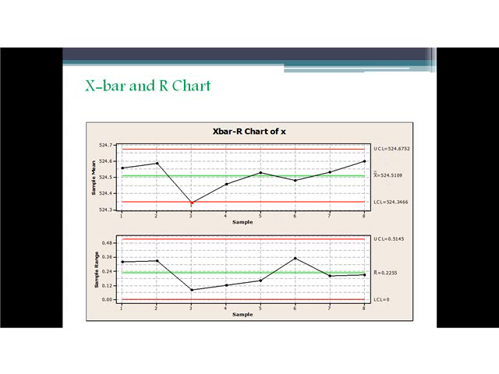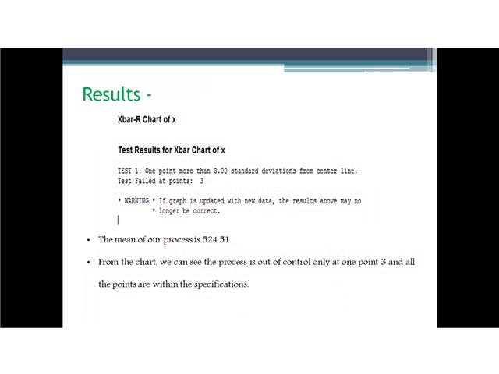524.5109. And here only 1 point is out of the control limit. Only at point 3 it fails, and all other points are within the specification. From the chart we can say that the process is out of control only at 1.3 and all the points are within the specification.